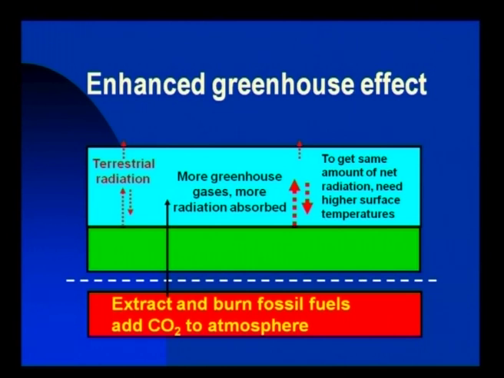Therefore, in addition to the natural greenhouse effect, the man-made greenhouse effect is augmenting or enhancing the natural greenhouse effect, and that is increasing the temperature, and therefore a lot of problems, such as global warming, are caused.